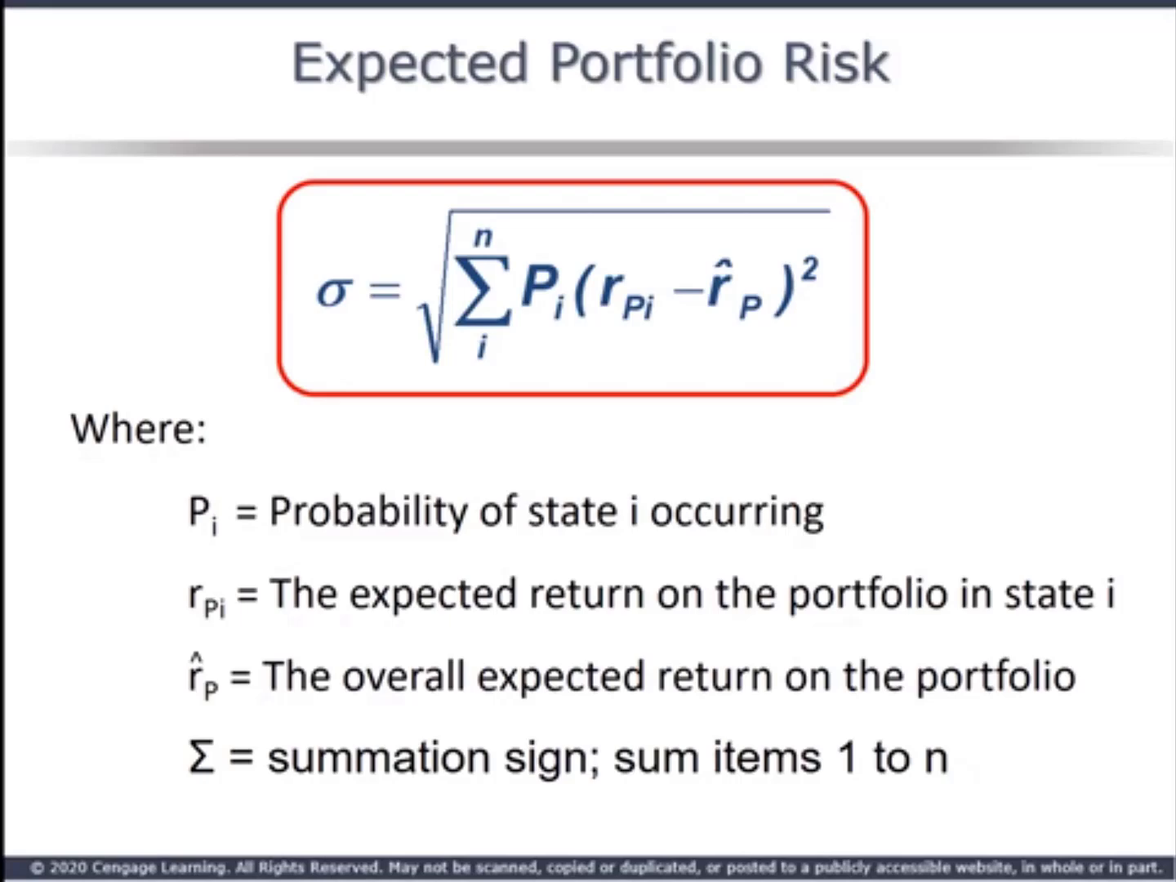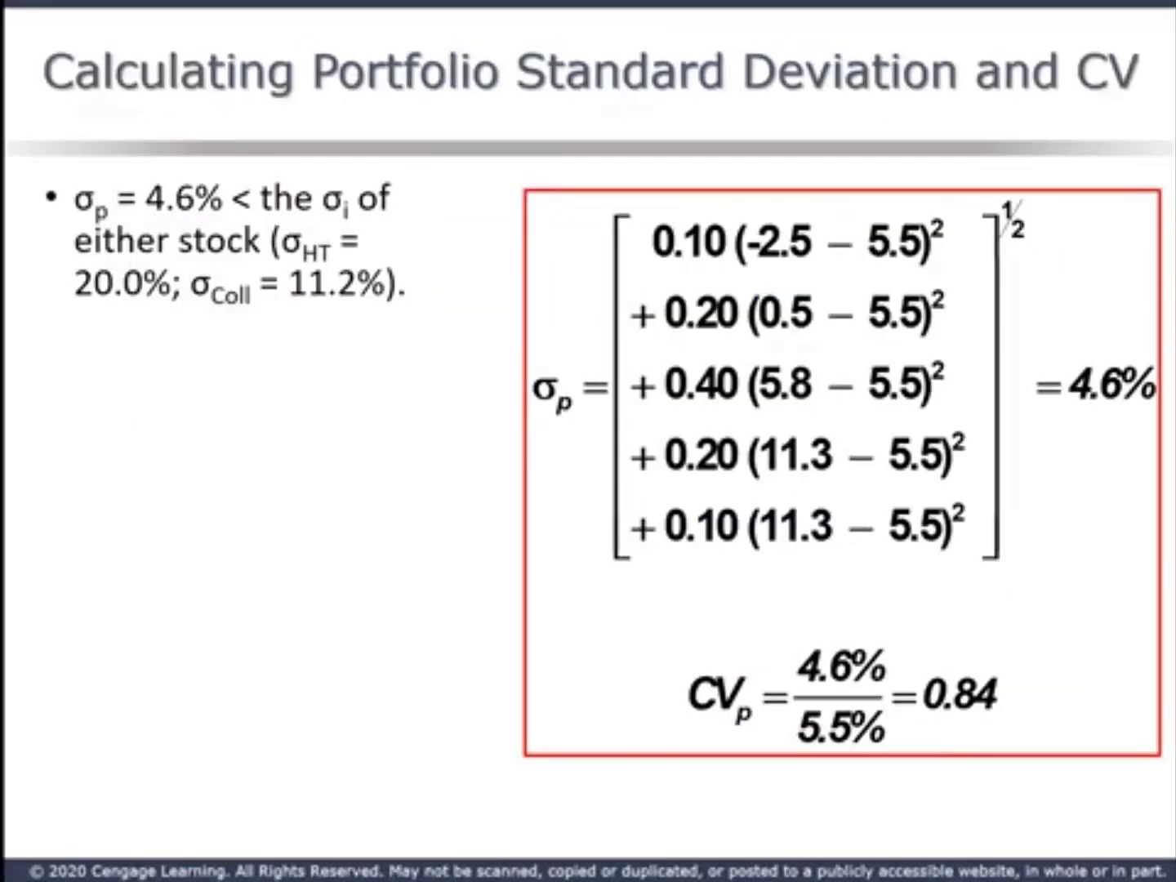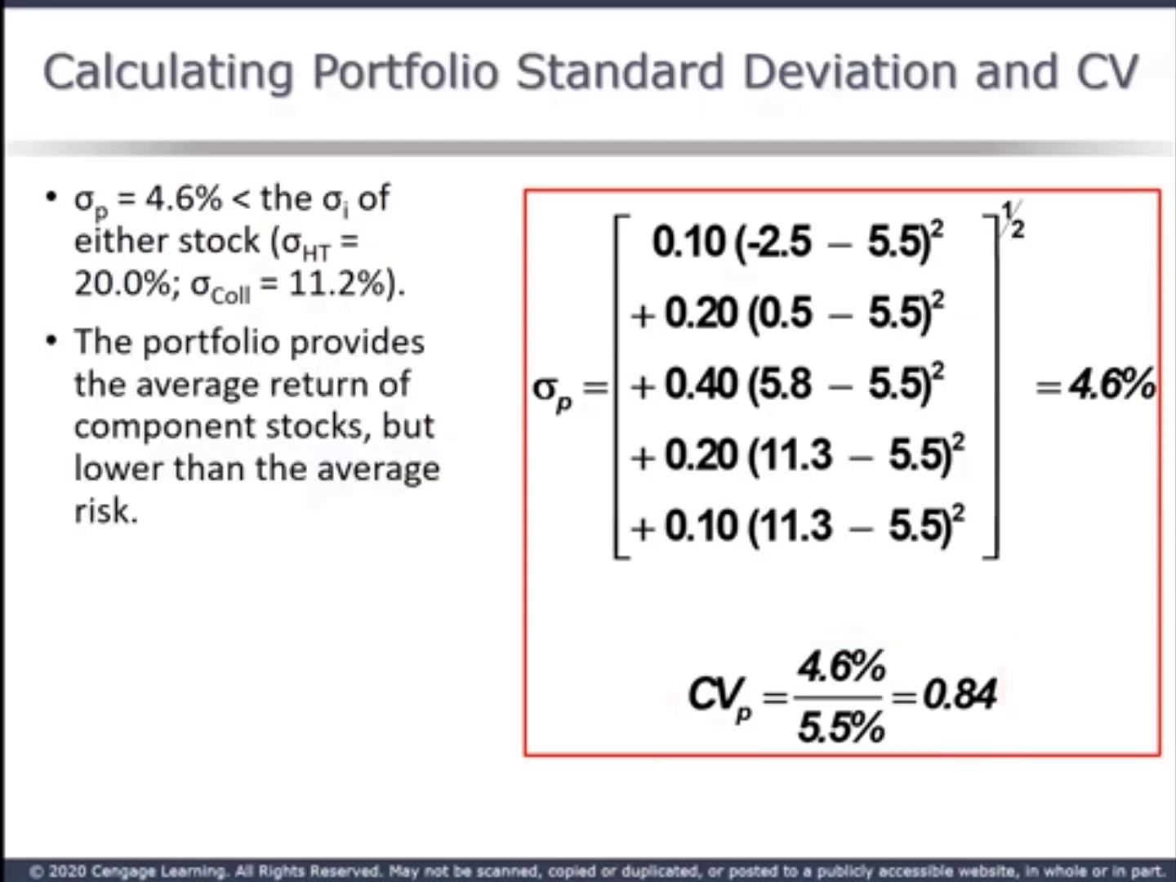Again, be aware that this is for use with expectational data, not historical. Probabilities imply expectational. Using historical data requires a slightly different formula. And be careful to follow the order of operations. Calculating the standard deviation and coefficient of variation for our 50-50 portfolio, we find a standard deviation of 4.6% and a CV of 0.84. A 4.6 is much lower than the standard deviation of either stock.